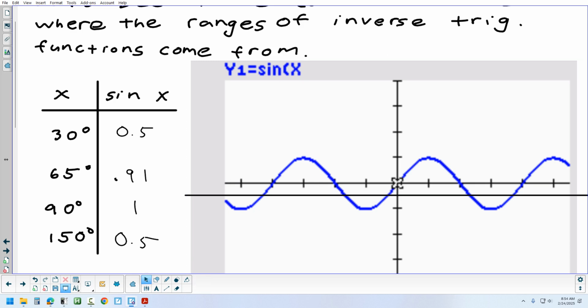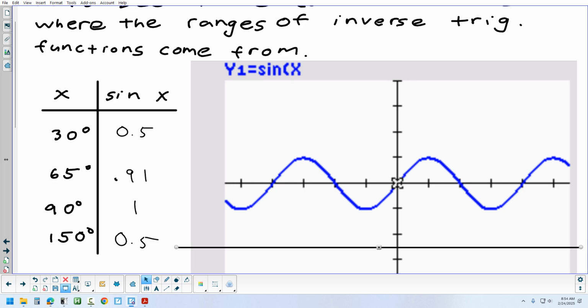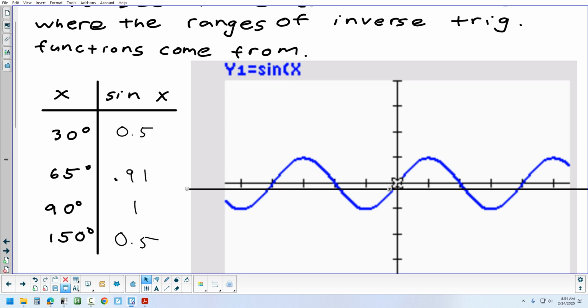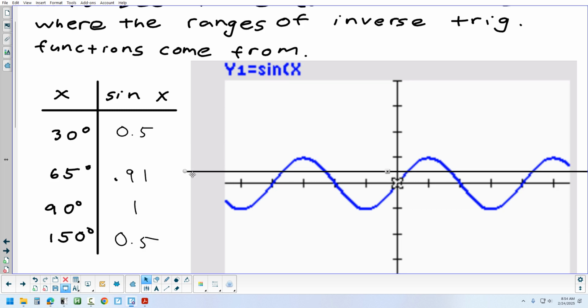Okay, and what I've done is I have a horizontal line, and I'm going to put it right there. Does that horizontal line hit the graph more than once? Yes. That's the same problem that we have here. Getting this answer more than once basically means you can draw a horizontal line and it hits it. In fact, it hits it infinitely many times, right? If I just keep drawing that wave forever.